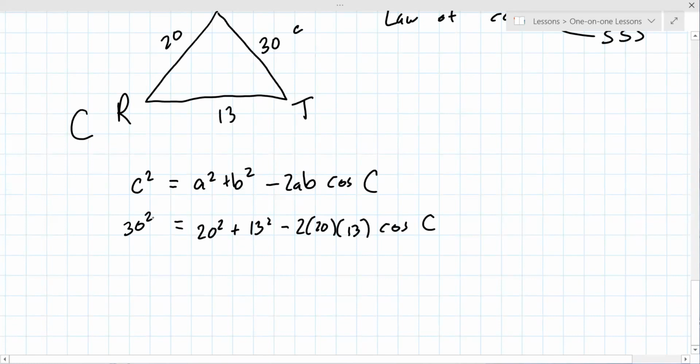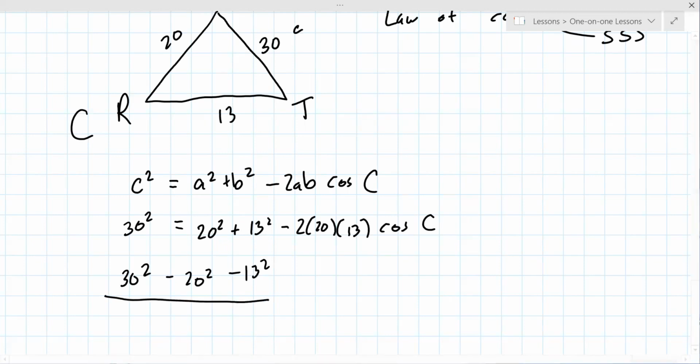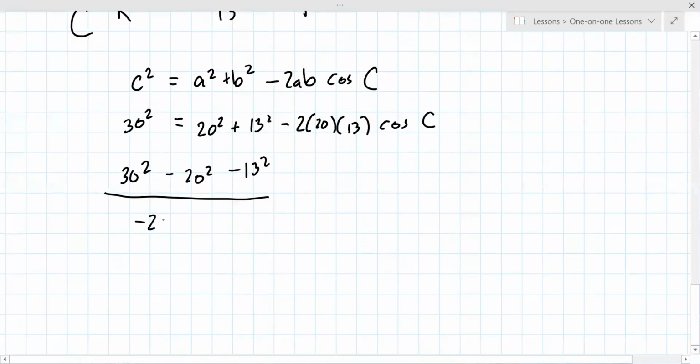Some students here actually calculate these values out and then rewrite it. You can actually just move things around if you're comfortable with that. You can subtract 20 squared, subtract 13 squared. That moves it to the other side. This stuff over here is left over, so you divide by -2 times 20 times 13, and that all equals cosine c. If you're going to put this in your calculator, you have to have parentheses here and here and down here and here.